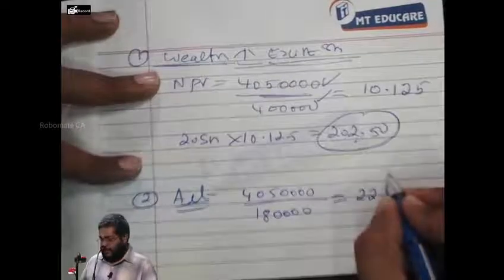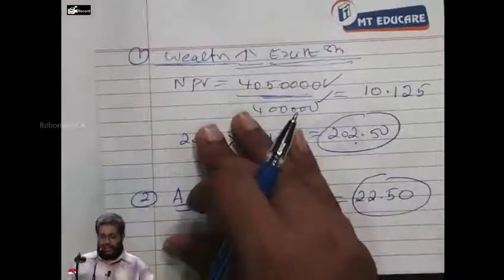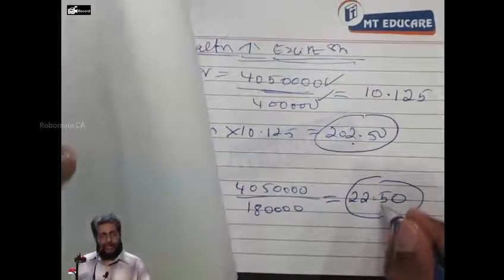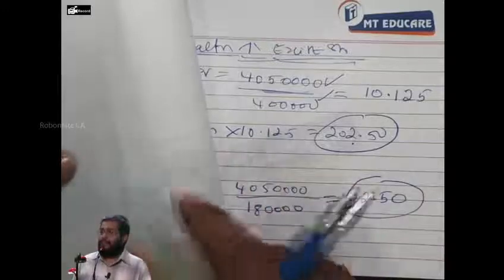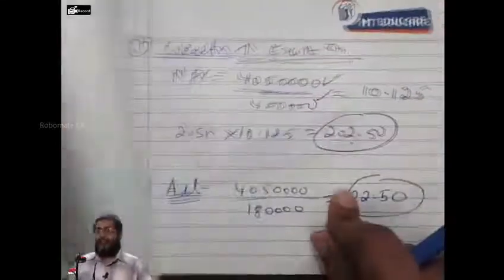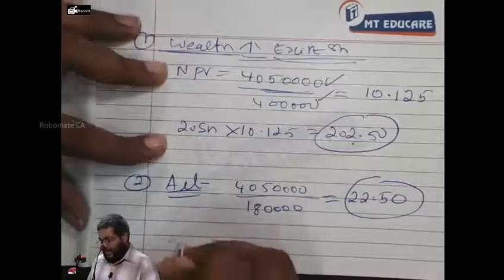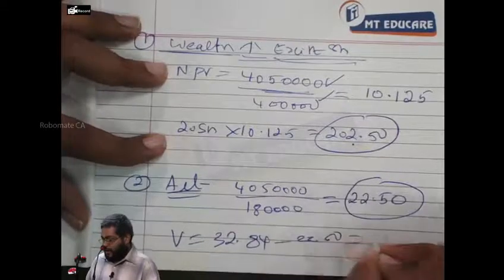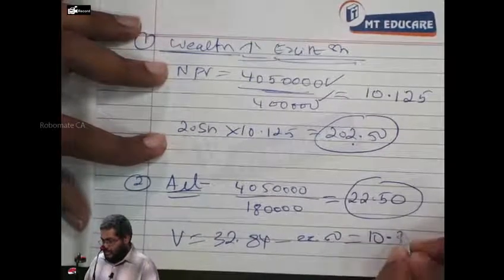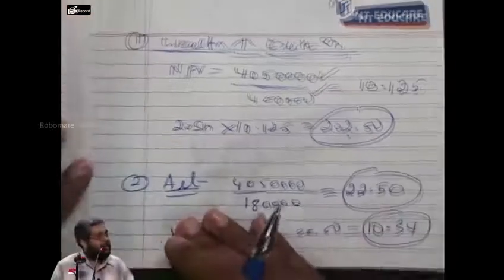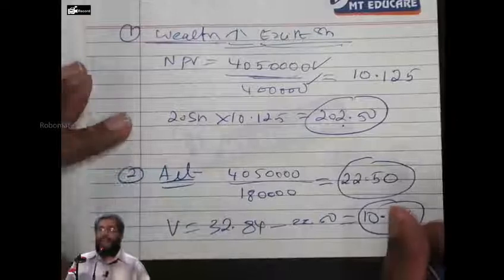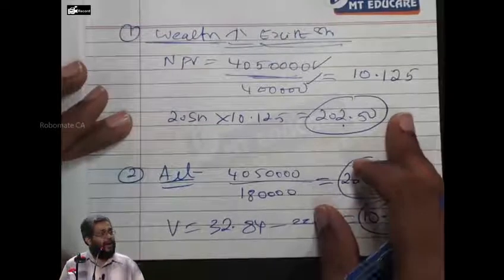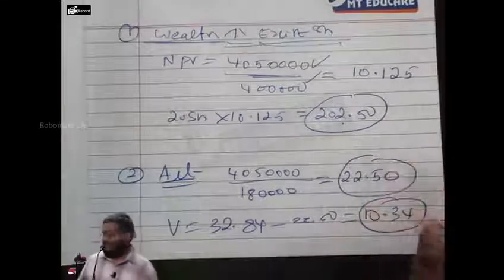22.50. Number correct, about 22.50. That means, in this rights price of 32.84, the NPV per right is how much? 22.50. The rights price without NPV is how much? 32.84 minus 22.50. Can you tell me the price of the rights is 32.84 minus 22.50, how much? 10.34. Everybody, are you following or not? In other words, if I price a right at 10.34, then the entire NPV will be cornered by the new shareholders. Right or not? Correct?